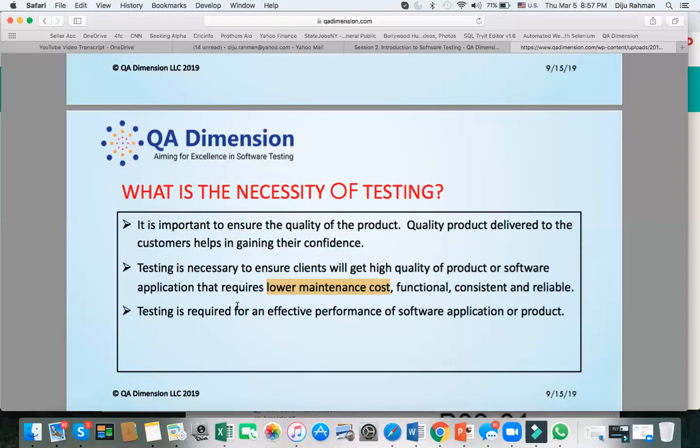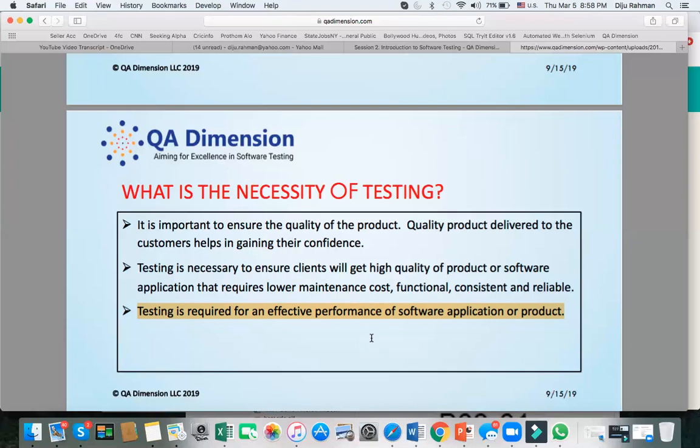Any question? The last reason is that testing is required for an effective performance of a software application or product. Performance means if you have a good working application, it will also deliver high performance. That means 80% of the time customers can log into the website without any issue, right? How many of you have seen that whenever you try to log in, it shows a page not found or something is not working?